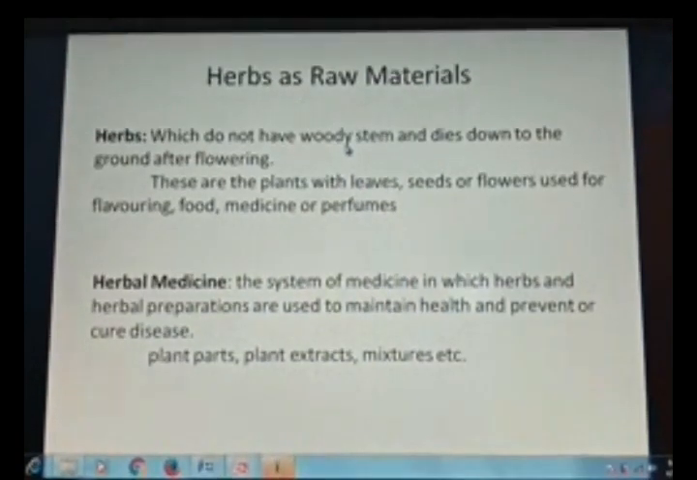As we know, 80% of the world population depends upon herbal medicines for their daily use. Now, there are about 9,000 native plants which have been reported worldwide for their medicinal properties, and about 1,500 species of plants have been known for their aroma and flavors.